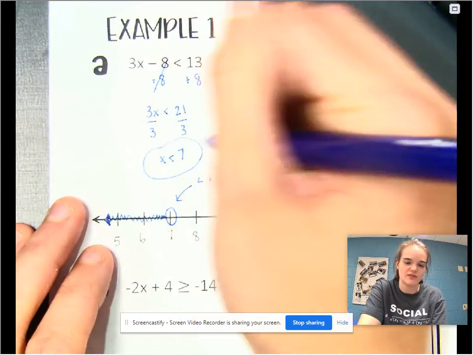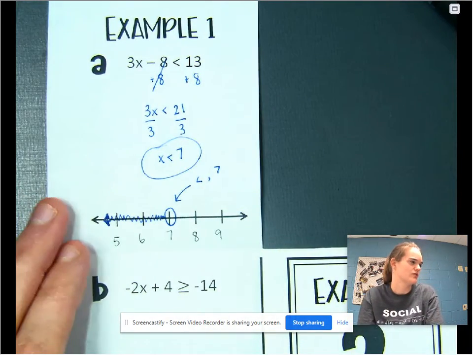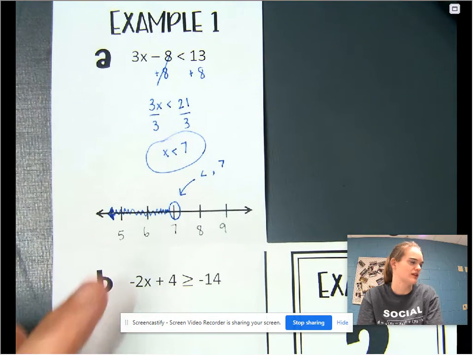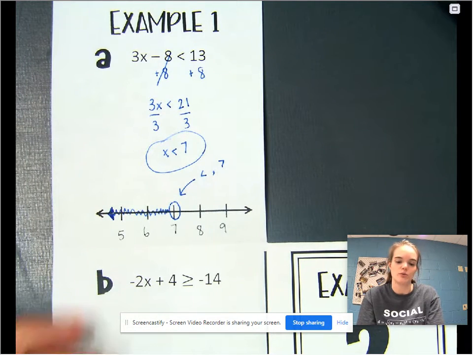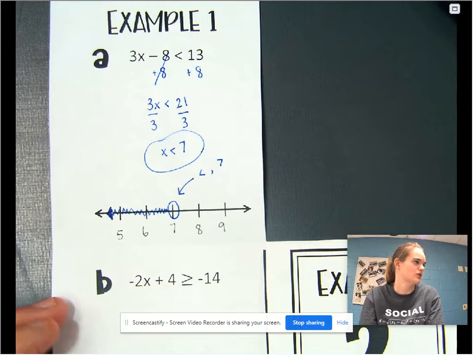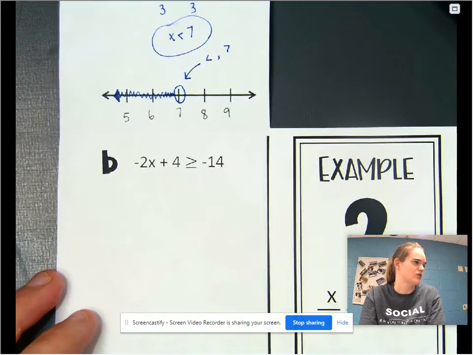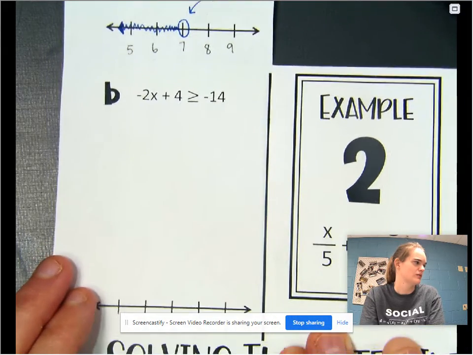Both the x is less than 7 and the graph are the solution here. This is just a hint. If it's less than or greater than, you need an open circle. Okay, let's try B. It's actually a good idea for you to try this one on your own. Pause it, try it.